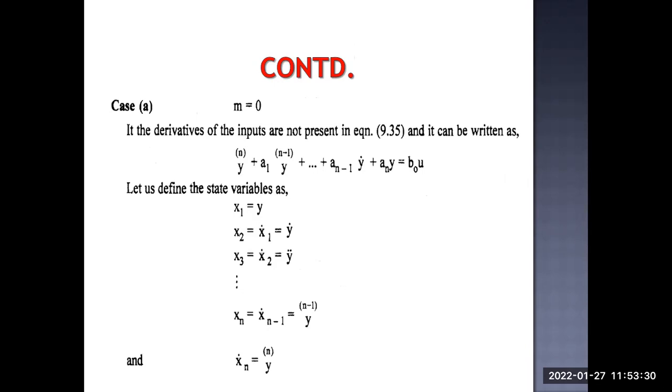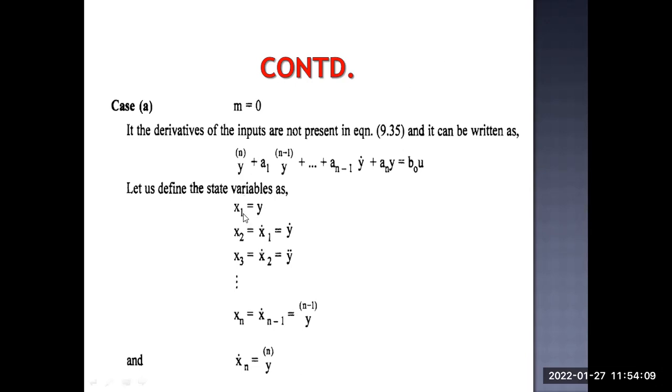Now let us define the state variables. We will now solve these particular differential equations. In the last derivation we saw how to convert a differential equation into transfer function form. Now we'll understand how a differential equation, if it is given, can be represented with the help of state variables.